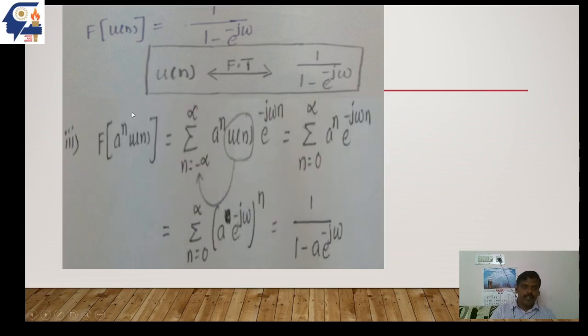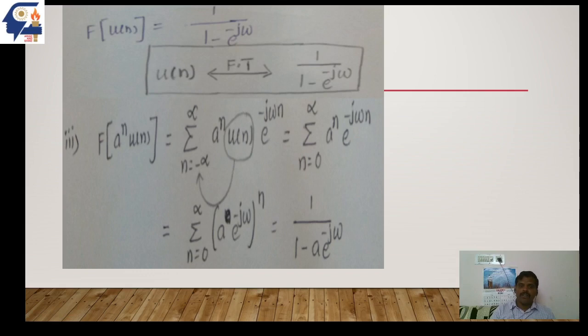Third one, Fourier transform of a power n u of n. The problem itself they given a value is less than 1, or mod a is less than 1. Formula: summation n equal to minus infinity to plus infinity, given signal a power n u of n e power minus j omega. This u of n will decide the lower limit. If it is a plus n, the terminating point is plus infinity. To find the starting value, we have to equate n greater than or equal to 0.